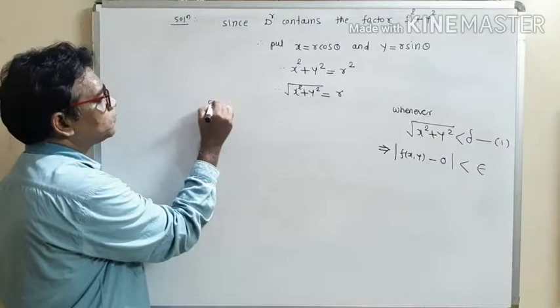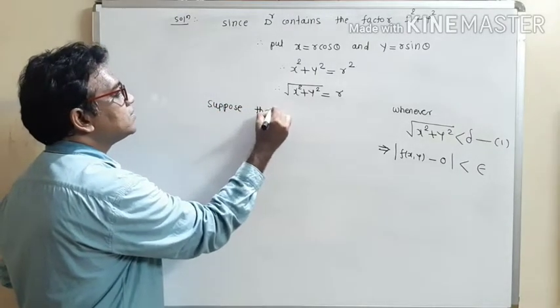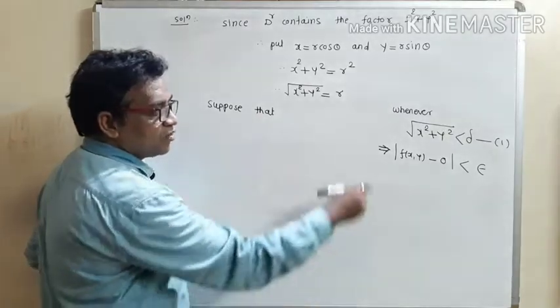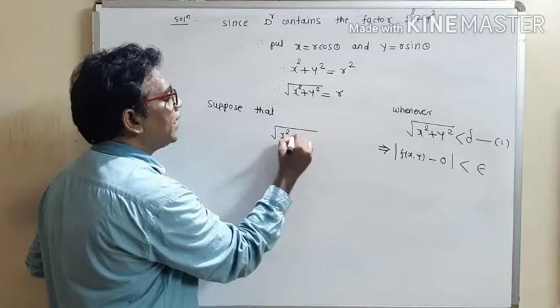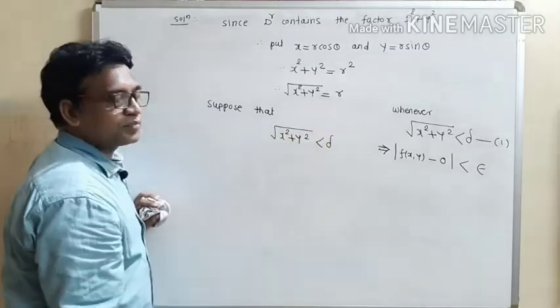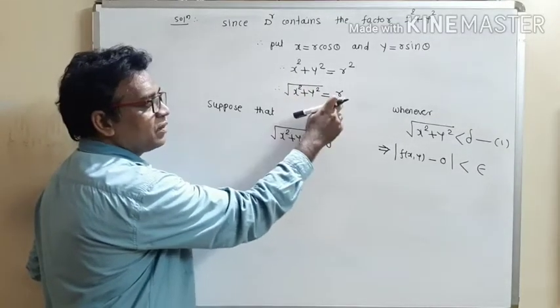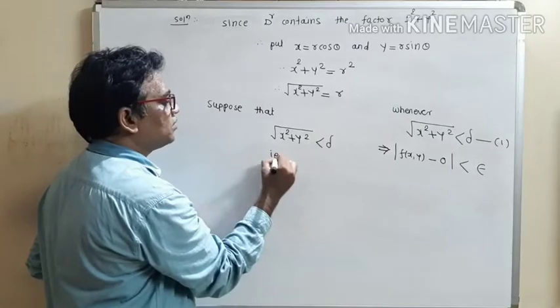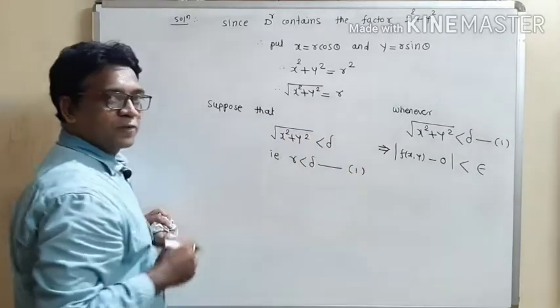So write down, suppose that equation number 1: under root x square plus y square is less than delta. What is the value of under root x square plus y square? We have found this as r. So write down, that is r less than delta. So this is our equation 1.